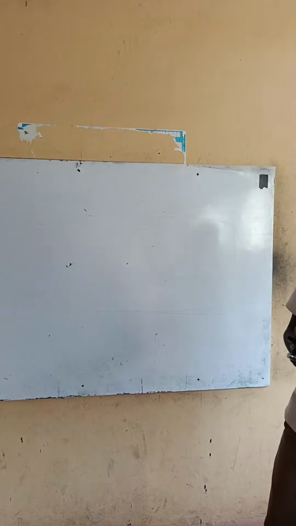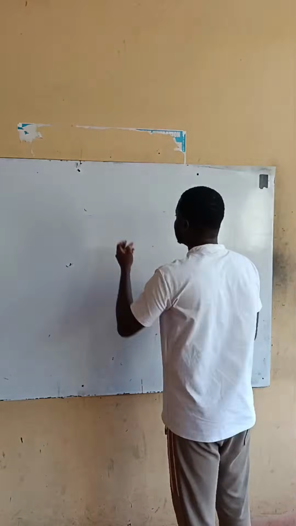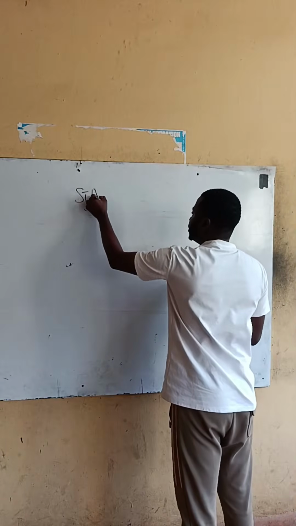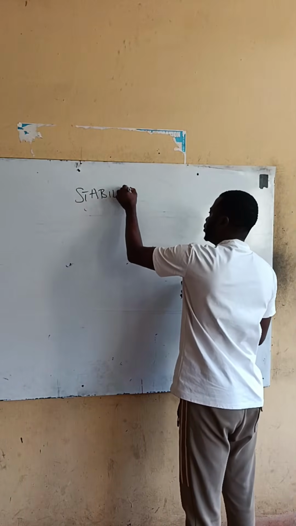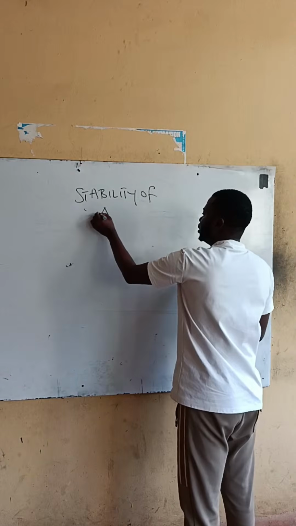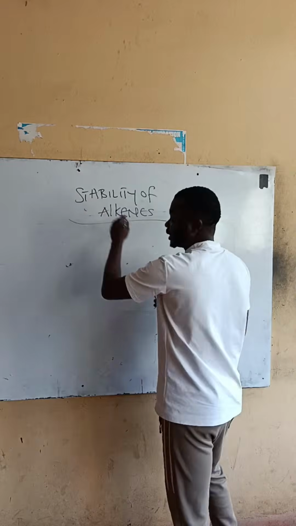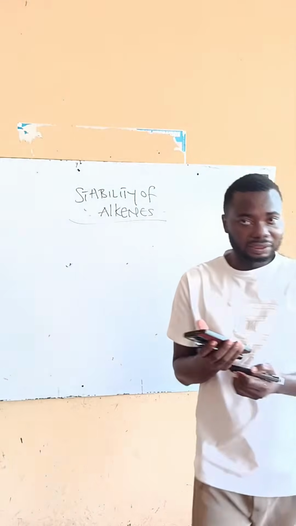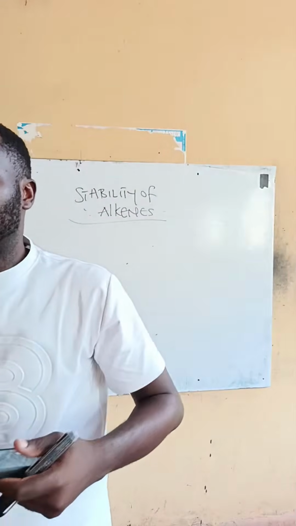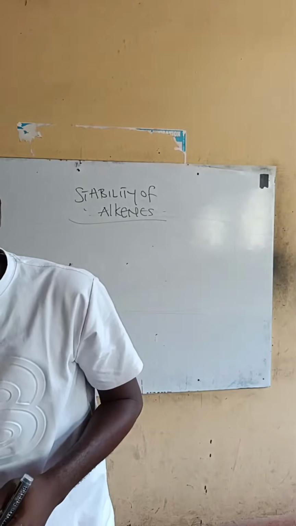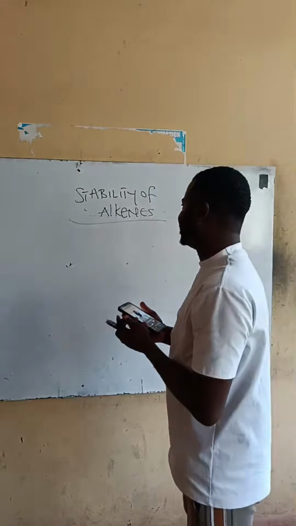Now, let's look at stability of alkene. Questions come out on this particular topic every year, and I want us to quickly address it. Everybody knows an alkene normally is the one that has a double bond. You get that? Now, what is the stability of alkene?